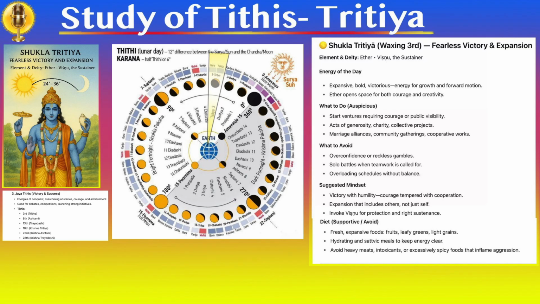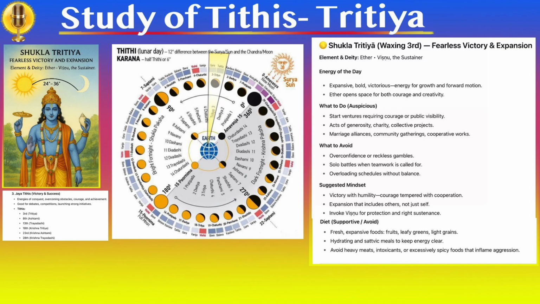What to avoid? Overconfidence or reckless gambling. Don't go too outward. Moon is not yet fully shining. Avoid solo battles when teamwork is called for. This is an energy of teamwork. Think third house. Third house is the house of neighbors, of friends, even of your colleagues in the beginning. Actually, that is the 6th house, but still, it's teamwork. What we achieve together as victory. Think of that when you think of Tritiya.